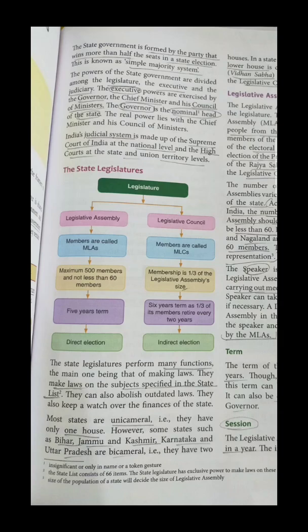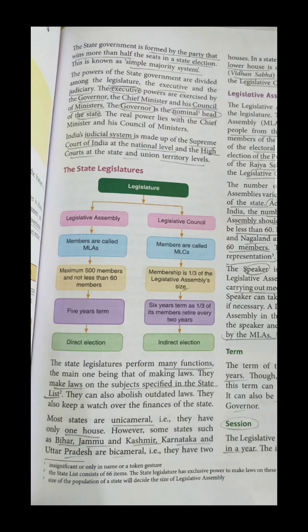So the powers of the state government are further divided into three types, that is legislature, executive and judiciary. Executive powers are mainly controlled by the governor, chief minister and the council of ministers, and the governor is considered the nominal head of the state. If I talk about the country, who is considered the head of the whole country or first citizen of the country? That is definitely the president. But now we are just talking about the state. So the governor is the nominal head of the state, but the real power lies in the chief minister and the council of ministers.